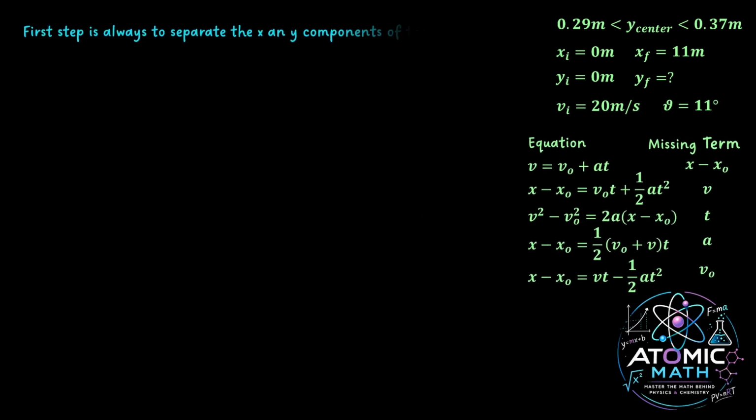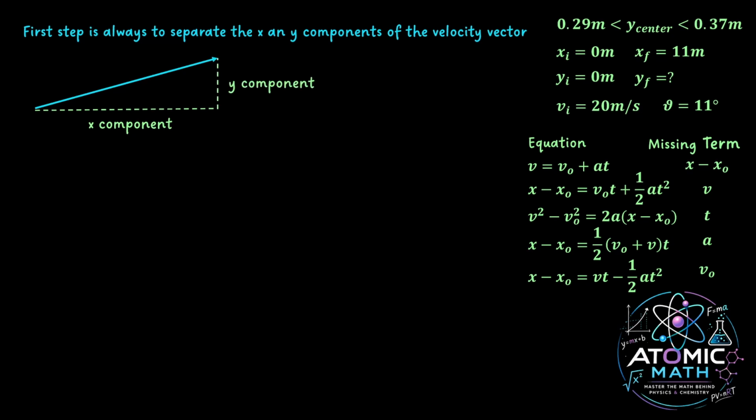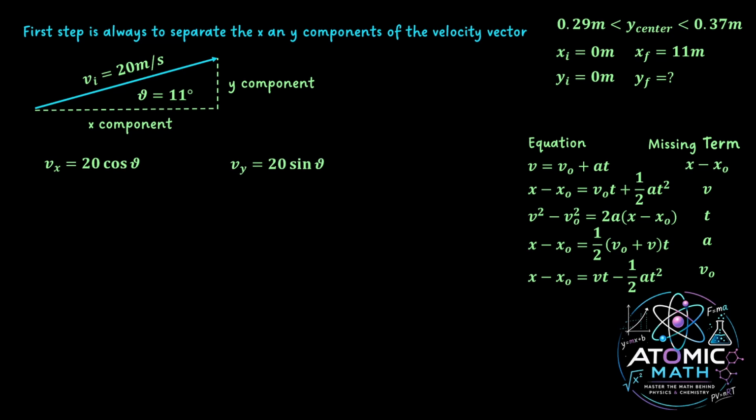The first step is always going to be to separate x and y components of the velocity vector. If we have this vector, we know that we can split it into its x component and its y component. And for this particular triangle, we know that our hypotenuse is going to be 20 meters per second, which is our velocity vector, and our angle is going to be 11 degrees. So to find our x component, we're going to need to do 20 cos theta, and to find our y component, we'll do 20 sine theta.